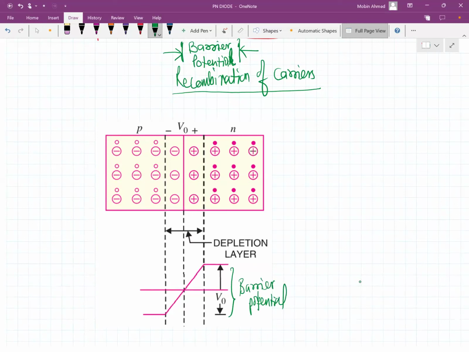Till the time diffusion is going to take place, the current is going to flow in the circuit, means current will be flowing, and that is known as a diffusion current.